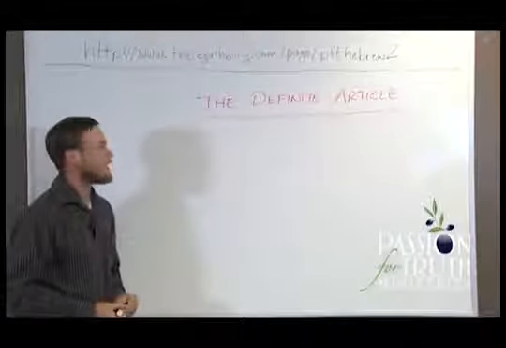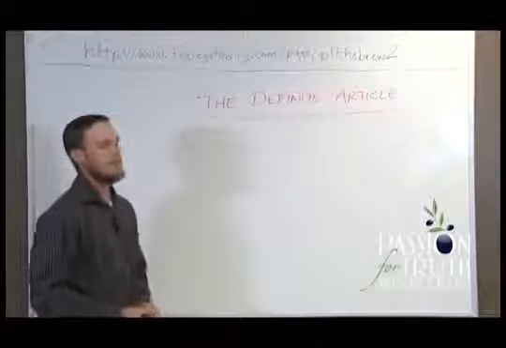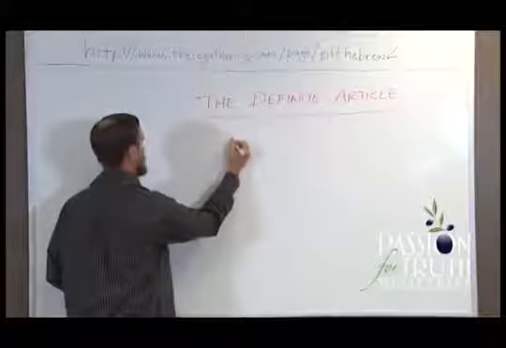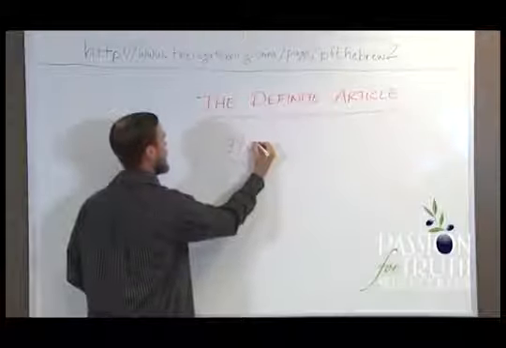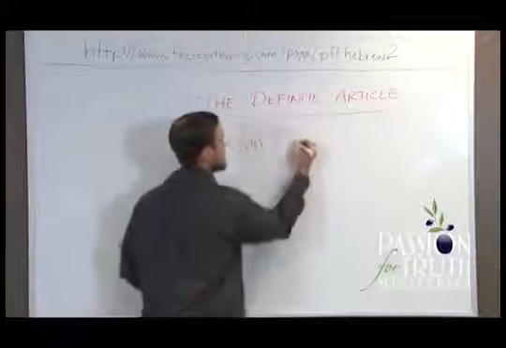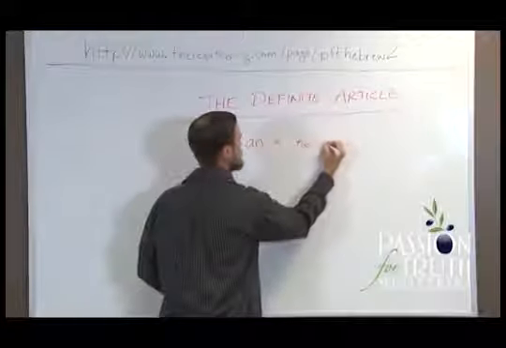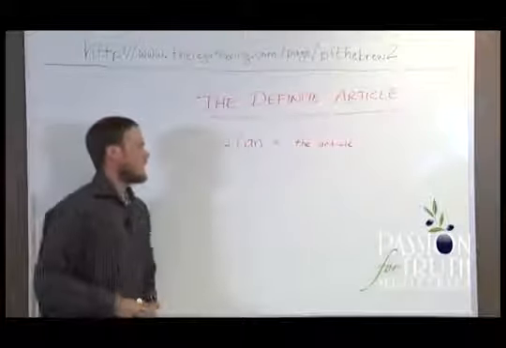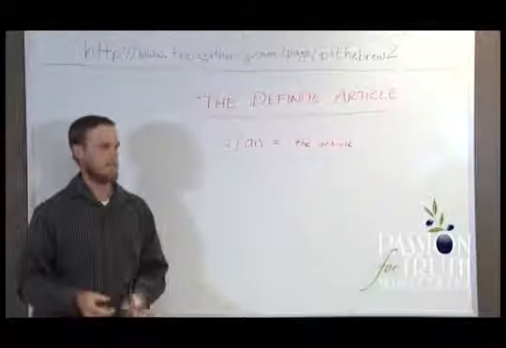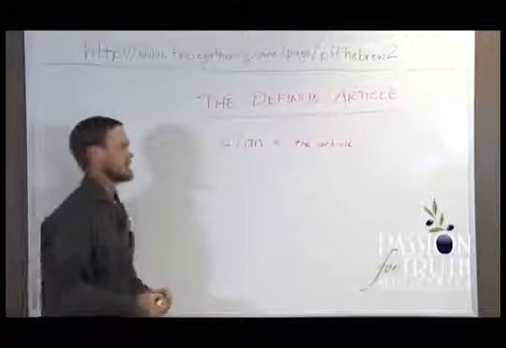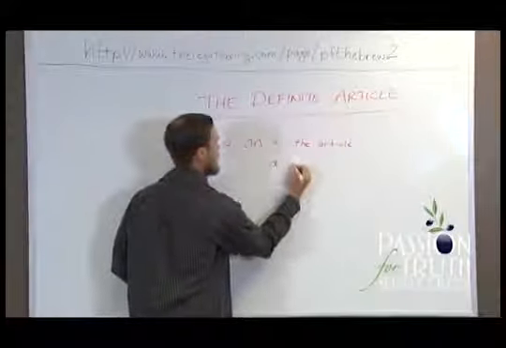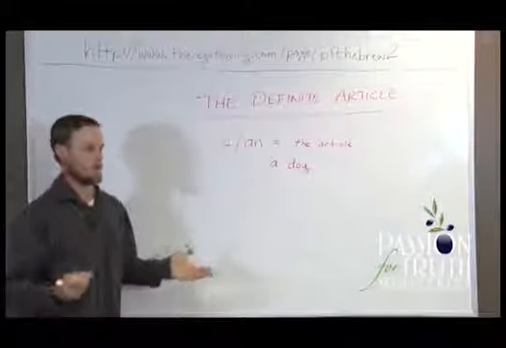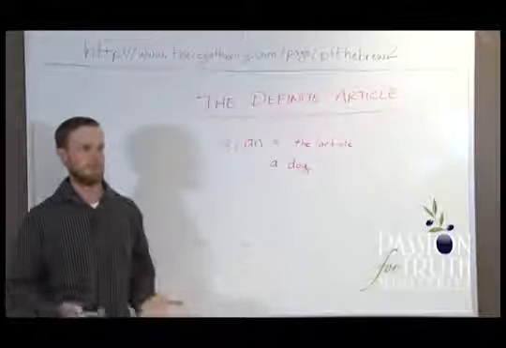An article. In English, we have a word that we call the article, and this word is the word a, or an. When we use this word, it means one, but it means one in a general sense. So a dog means one dog, but it means just a dog. It's not referring to a specific dog, it's referring to a dog in general.